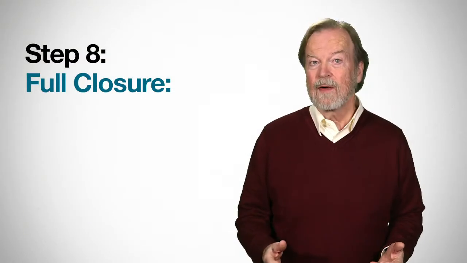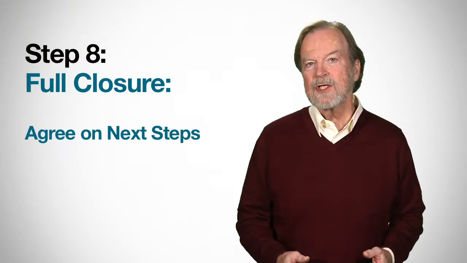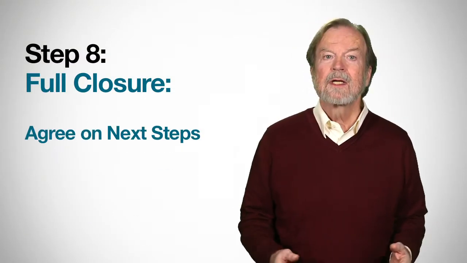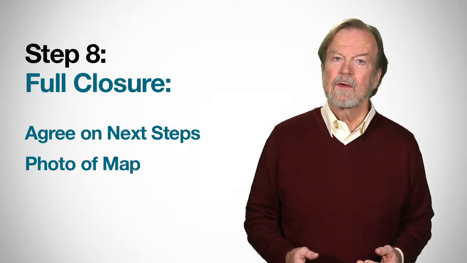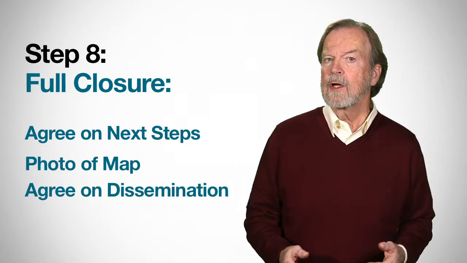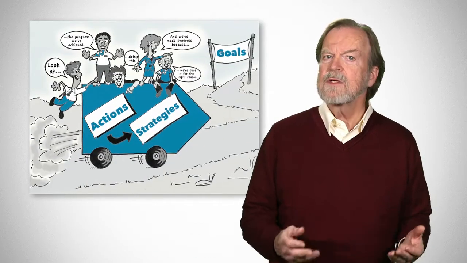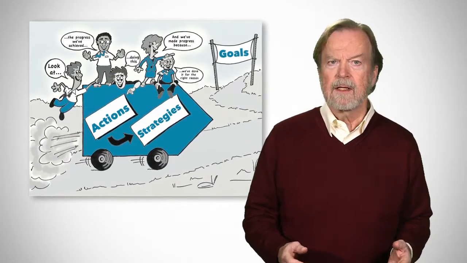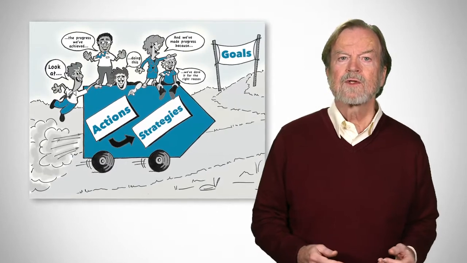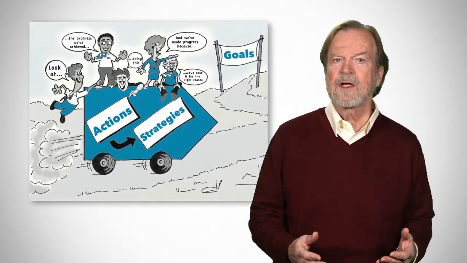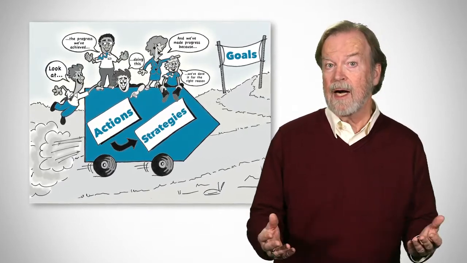Full closure will involve a number of actions. Participants should agree on what happens next. Each participant should get a photo or photos of the final map, and the group should agree on how the results will be communicated to others. The workshop has taken 4 hours from beginning to end, not counting the preparation time. The result is a well-done strategy map consisting of close to 100 statements linked by arrows.